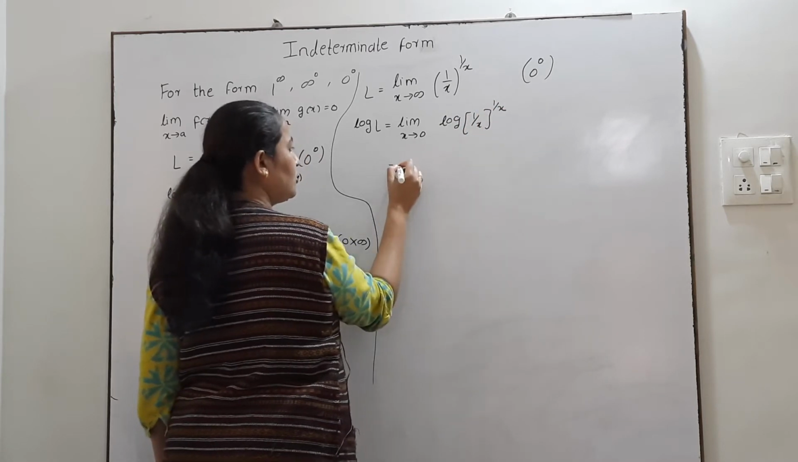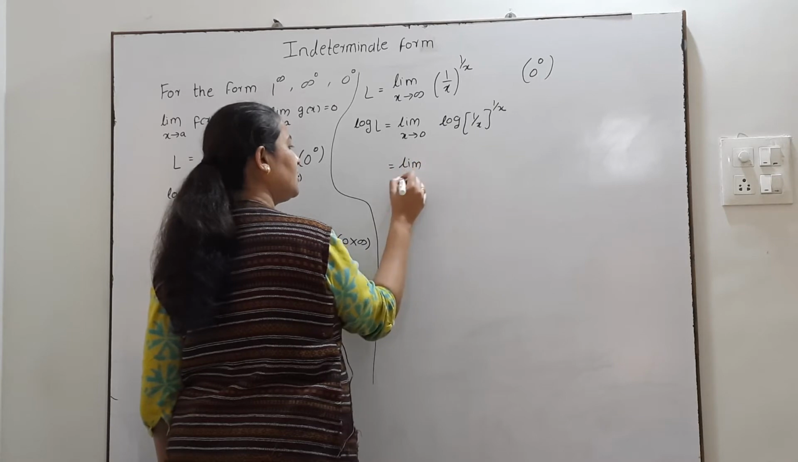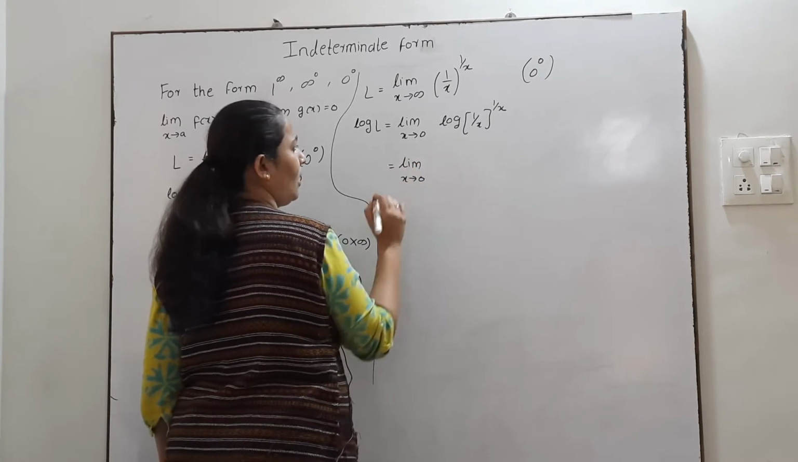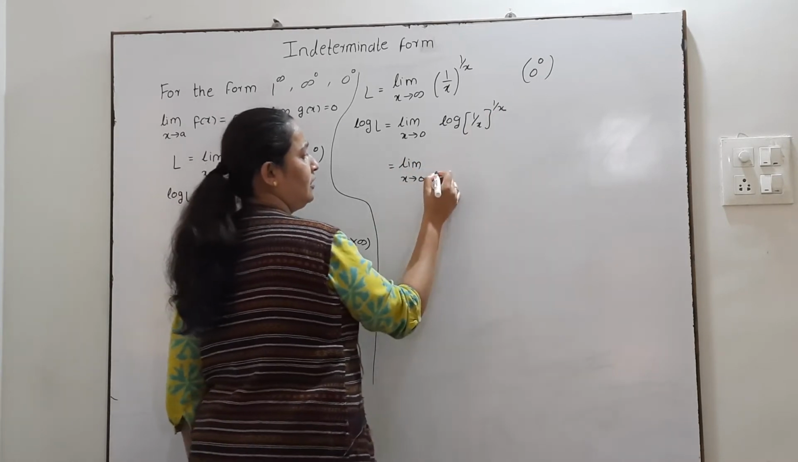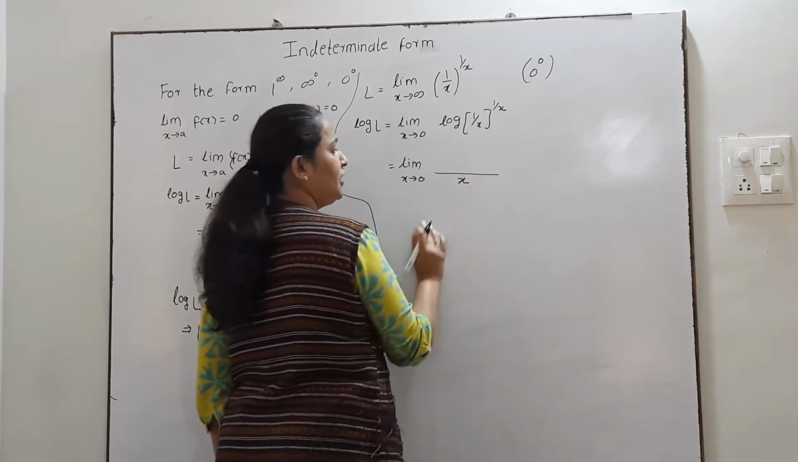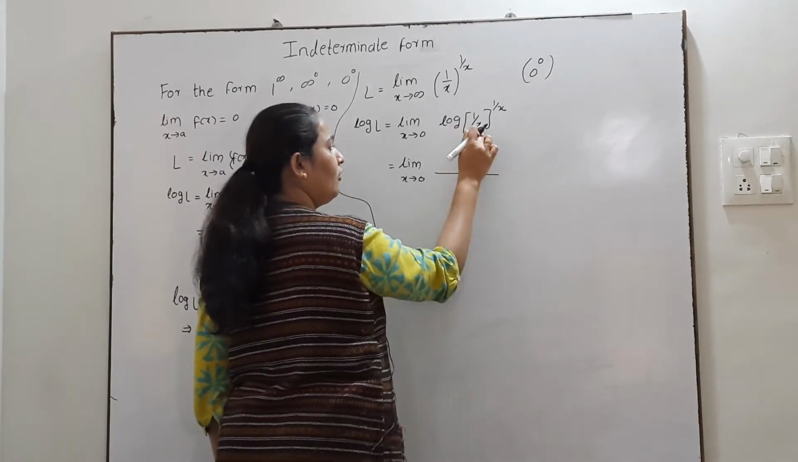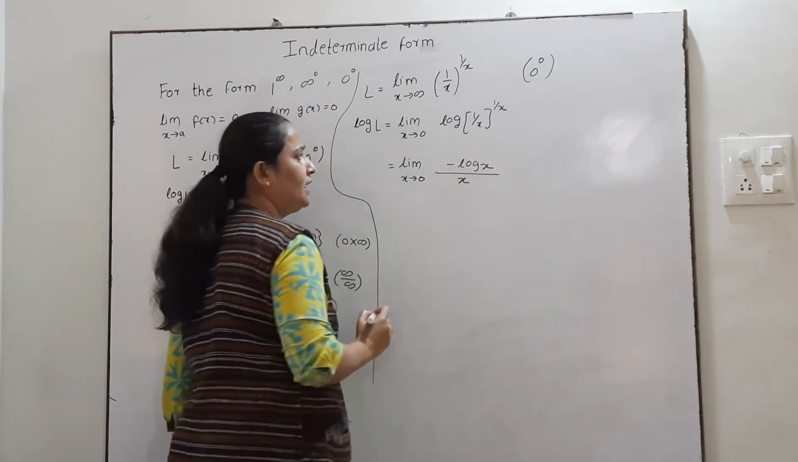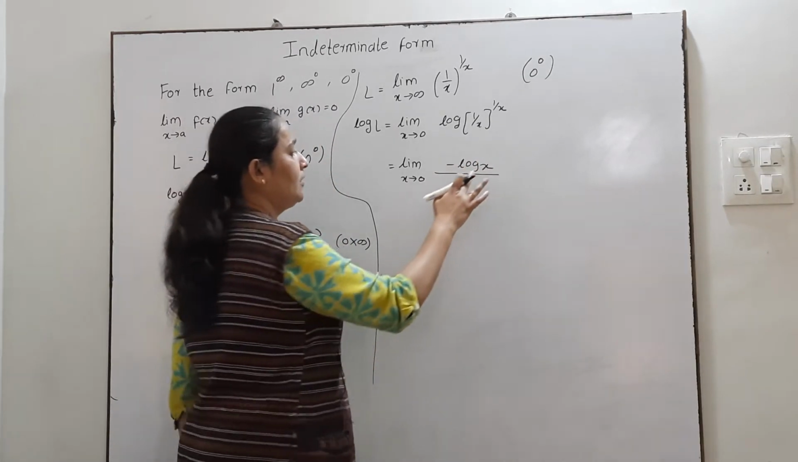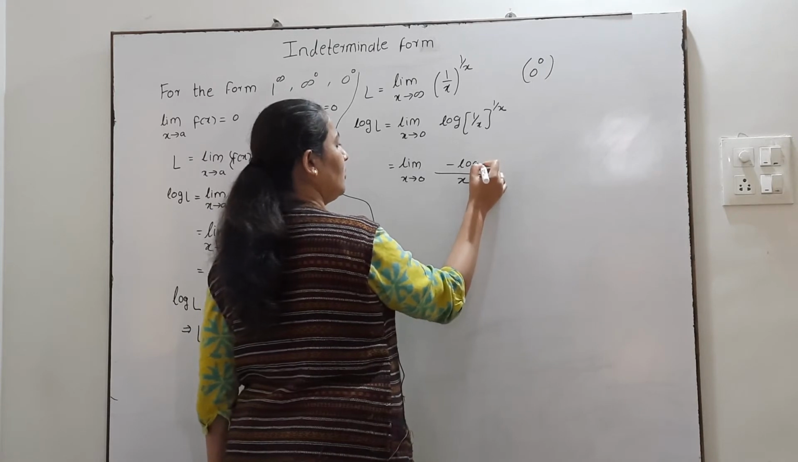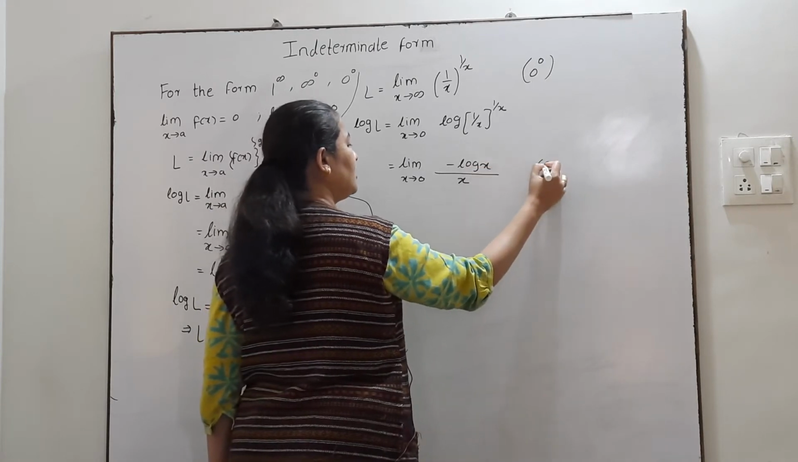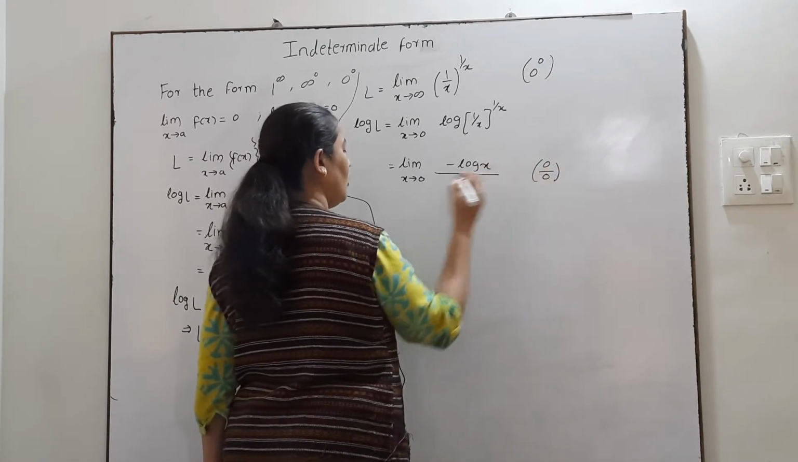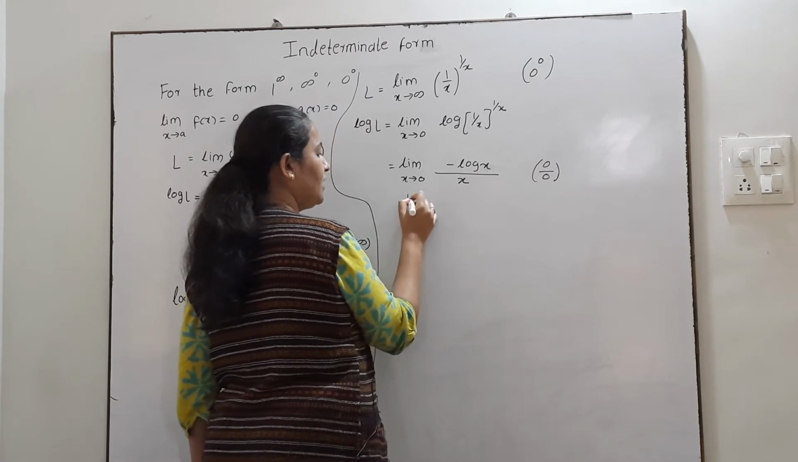Now if we use rules of logarithm, 1 upon x will be the multiplying factor. We'll write it as 1 upon x into log of 1 by x, and log of 1 by x can be written as minus log x. Apply limit as x tends to infinity. This is in the form of 0 by 0 where L'Hospital's rule is applicable.